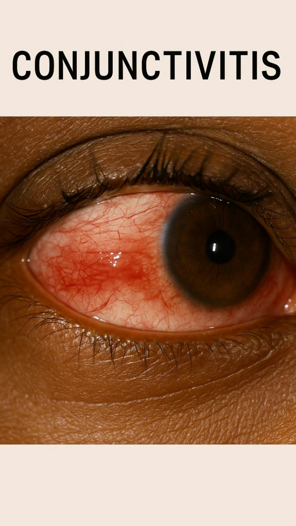Sometimes there could be watery, purulent, or stringy discharge depending on the cause. Other possible signs could be eyelid crusting or follicles on the conjunctiva.